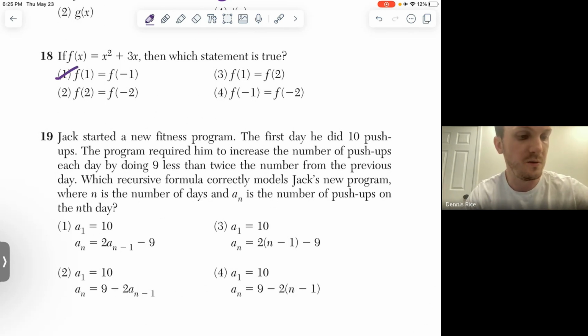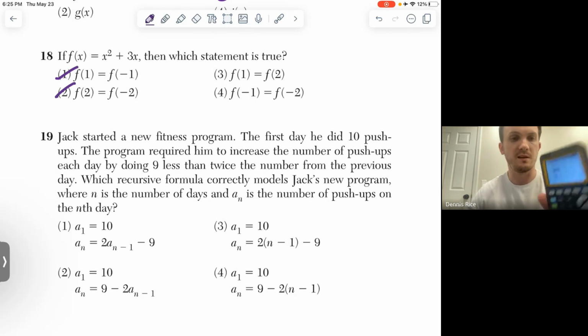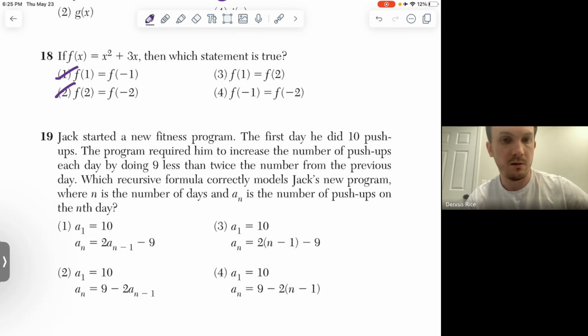Does f of 2 equal f of negative 2? No, also. 10 and negative 2. So what I'm doing is just looking at the table for each choice and seeing if it works out. Does f of 1 equal f of 2? No. And the answer here is going to be choice 4. F of negative 1 and f of negative 2 are equal to one another.